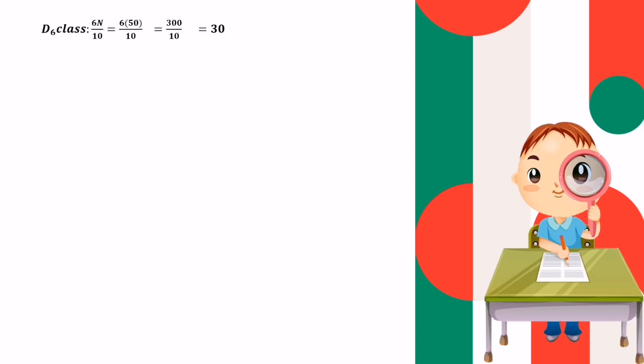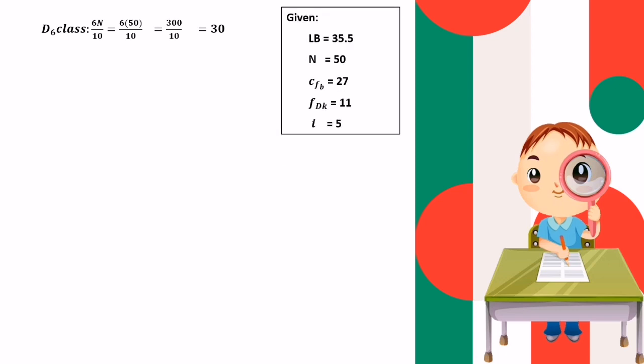So again, for the D6 class, we come up with the 30th score. We need to find the 30th score, and the givens are: the LB is equal to 35.5, the N is equal to 50, the CF sub B is equal to 27, the F sub D sub K is equal to 11, and I is equal to 5. And then the D6 class is in the class interval 36 to 40. So the formula again in finding the decile is D6 is equal to LB plus N over 10 minus CF sub B all over F sub D6 times I.